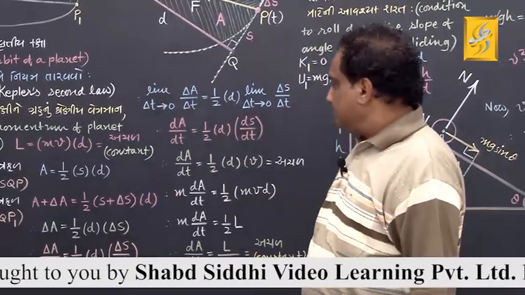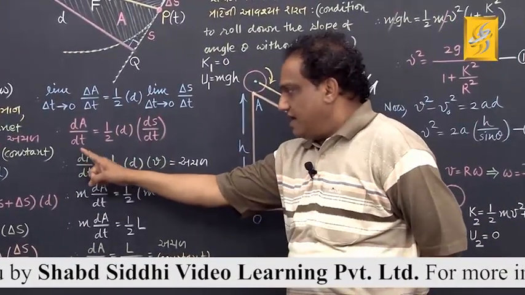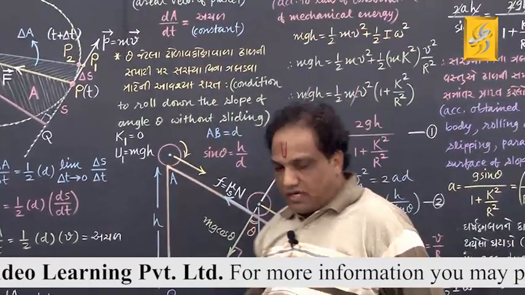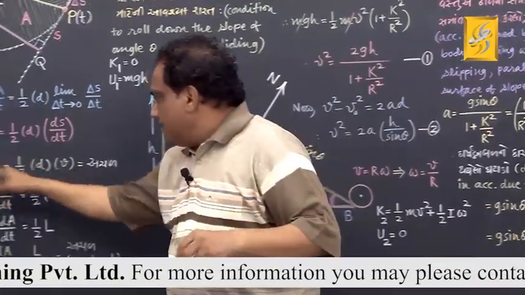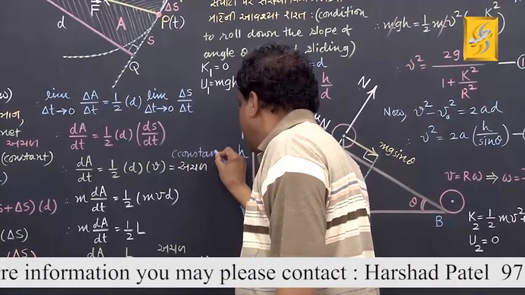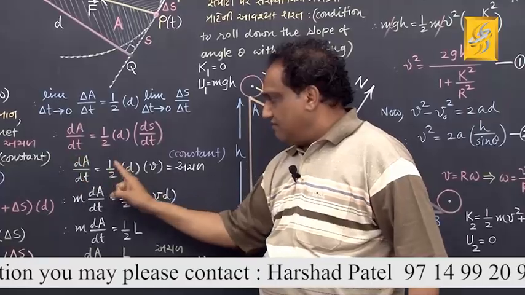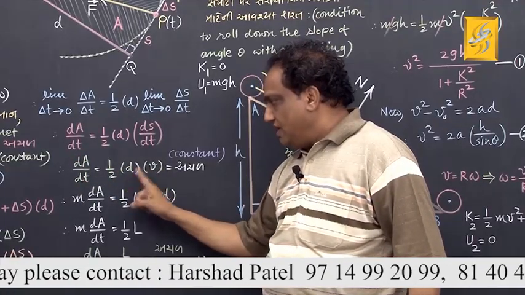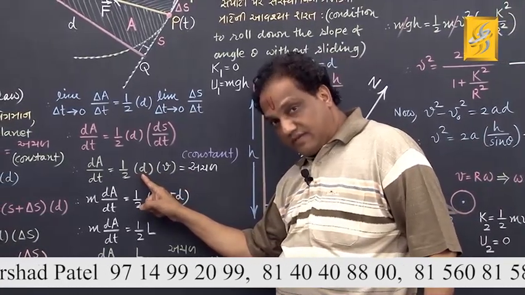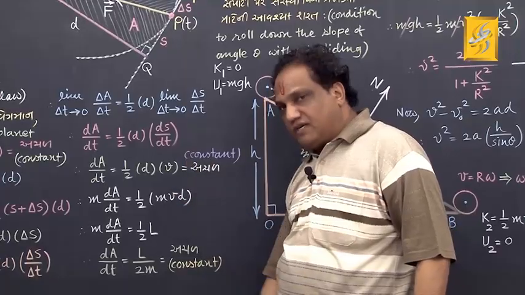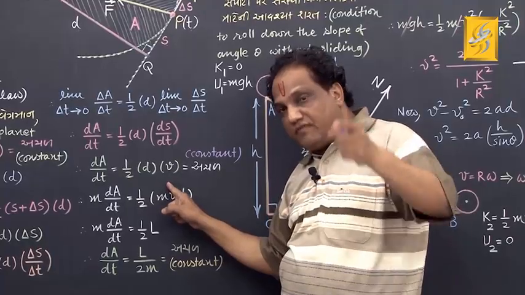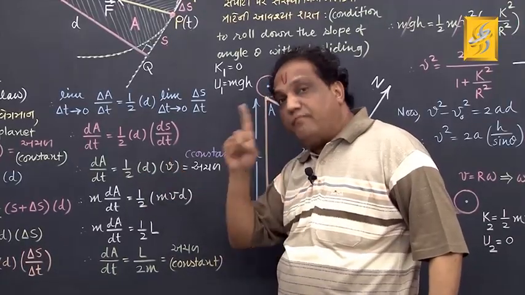One thing more. See here, dA by dt is constant. That's what we have proved. If dA by dt is constant, 1 by 2 is constant, so v into d should remain constant. v is the velocity, d is the distance from the sun. Now when this product is remaining constant, what does it mean? When distance is maximum, velocity will be minimum. Speak in reverse: when distance is minimum, velocity will be maximum.